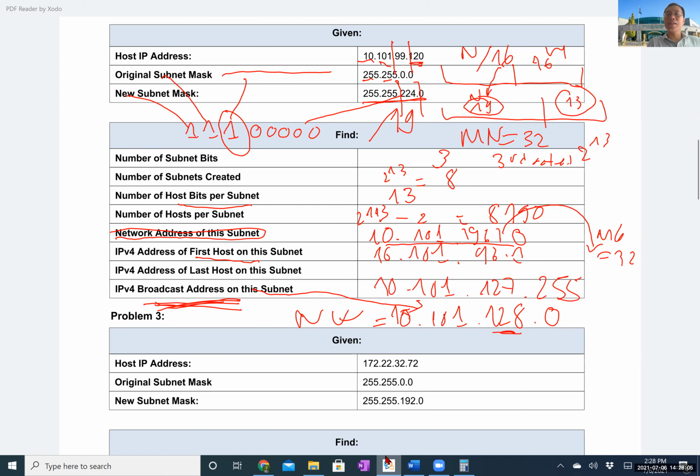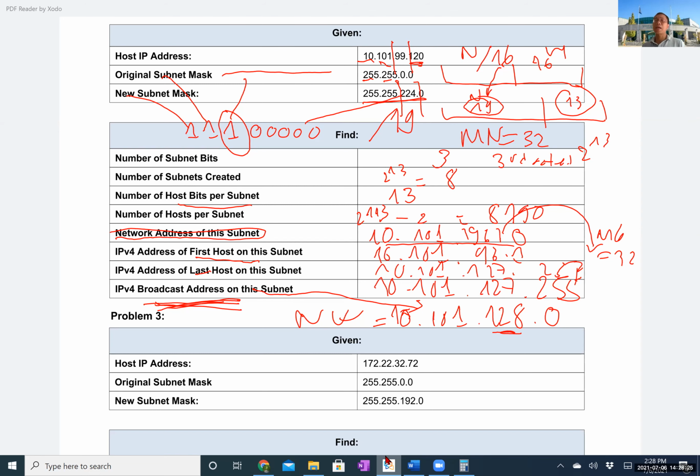And the last usable address is the one that comes right before the broadcast. So what is it? 10.101.127.254. Yes, that's all, right? So that's the way you work with the subnet mask.